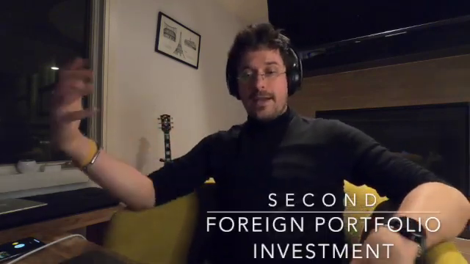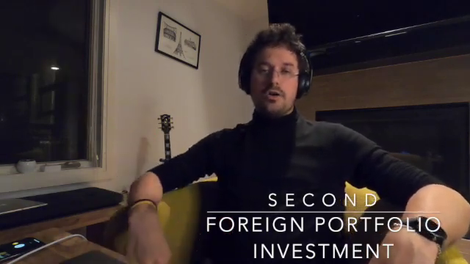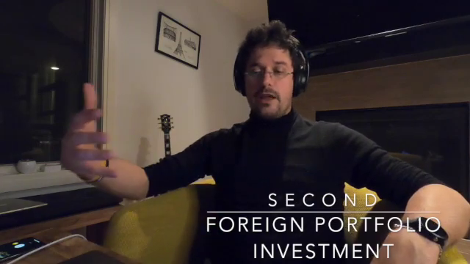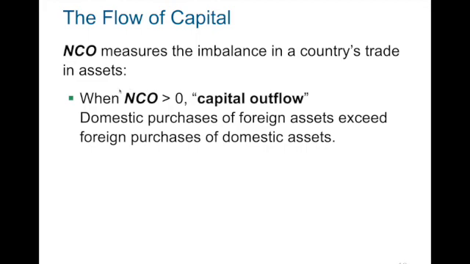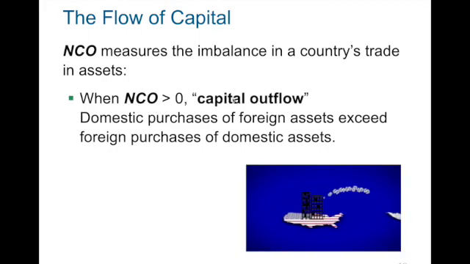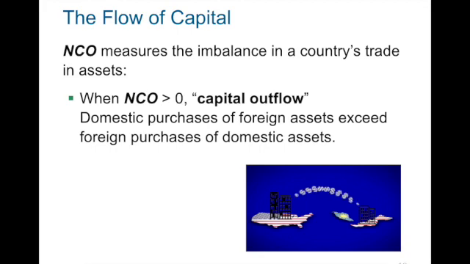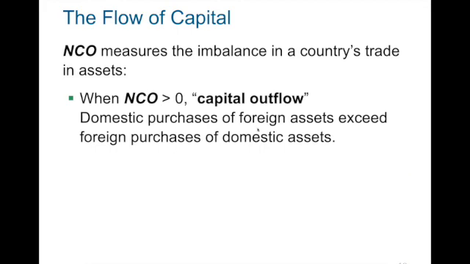Conversely, foreign portfolio investment is like domestic residents deciding to purchase foreign stocks or bonds, or, if you want, supplying loanable funds to foreign firms. So the net capital outflows measure the imbalance in a country's trade in assets. Now, when net capital outflows is positive, it means capital is flowing out of your country. This happens when domestic purchases of foreign assets exceed foreign purchases of domestic assets. If you want, it's like your country is lending money to another country.